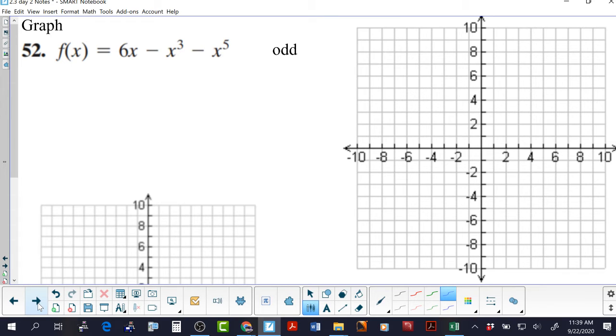This is an odd function, so we're going to try to take advantage of the fact that this is symmetric over the origin. All the powers are odd. This is an odd function. So let's find the zeros.